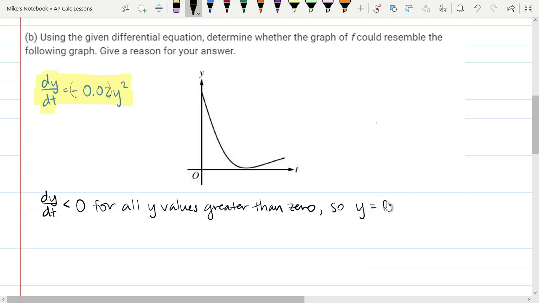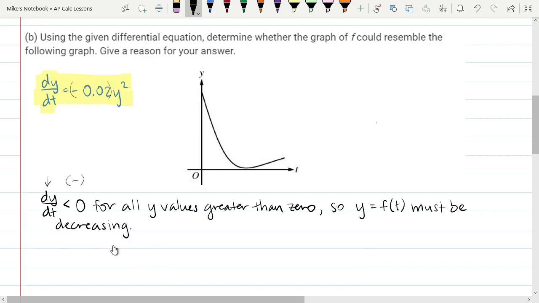So y equals f of t must, and before I write this, let's think about that. What do we know about the graph of the original function if its derivative is always negative? Think back to Unit 3. If we know that the derivative is negative, what is that telling you about the original function? It's telling you that the function must be decreasing. So y equals f of t must be decreasing.